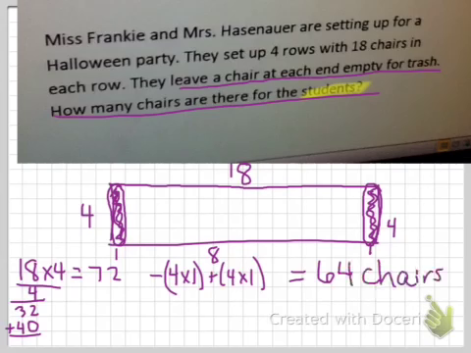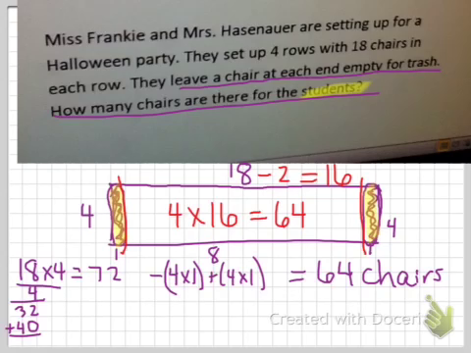Now, some of the kids have figured out that there is another way to do this math problem. They know that these 4 at the end are being taken away from the rows. So they've decided they're going to take 18 minus 2. That's because, if I think about this, I'm just taking 2 chairs away from the 4 rows on each side. So now I'm going to take 4 times 16. When I take 4 times 16, I will end up with 64 chairs.